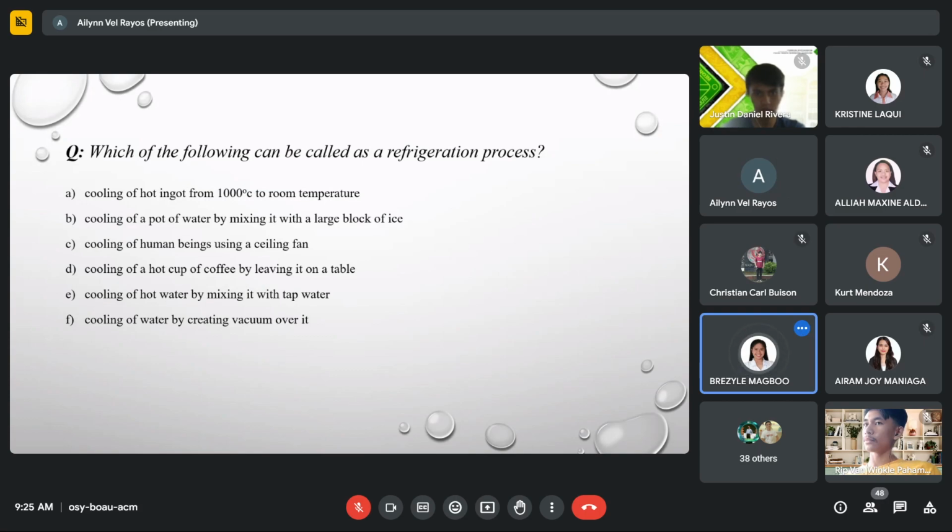Tape po, ma'am. Cooling of hot water by mixing it with water. Gawa po ng magiging room temperature lang po. Hindi po magiging surrounding temperature po. Okay, so in this case, parang tama siya.